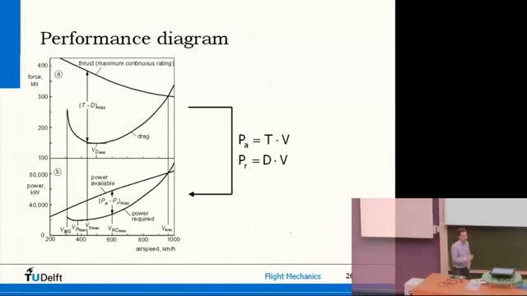Now here, just as an example, is the actual performance diagram of a real aircraft. So this is actual aircraft data, and this is just to show you that these curves, like the aerodynamic drag curve, really look like this parabolic relation. In this case, it's not a pure jet aircraft, it's maybe a little bit of a different engine, so you have a different behavior of the thrust with airspeed, but this is just to show you an actual performance diagram of a real aircraft.